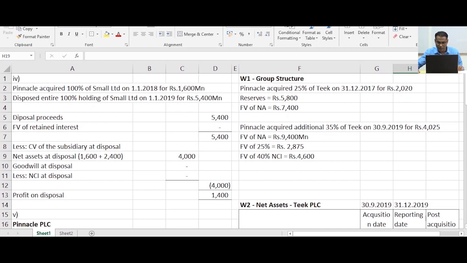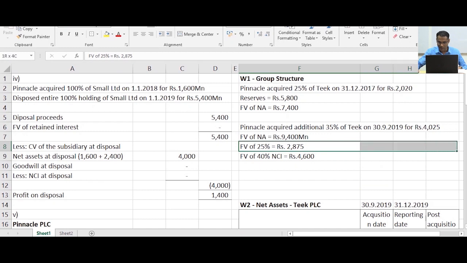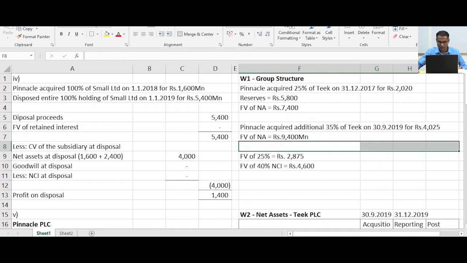So you have been given the fair value of the net assets 9,400, you have been given the fair value of the 25% holding, you have been given the fair value of the 40% holding. You should have been given in the question the reserve balance on the same date. Yeah, I missed that figure. I am now including that figure here. I will insert a line here in between and include that figure because that information is very important.